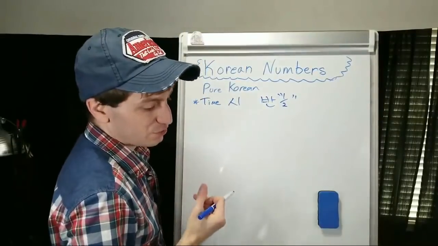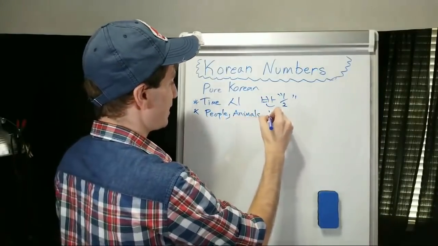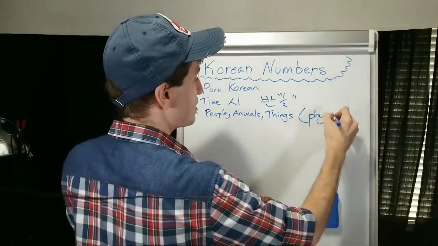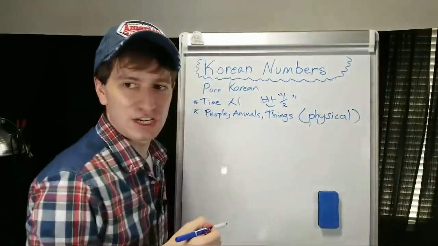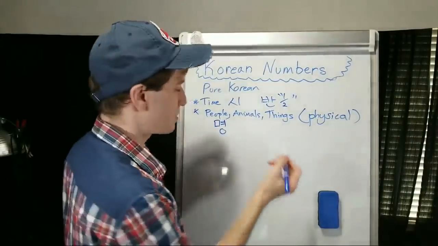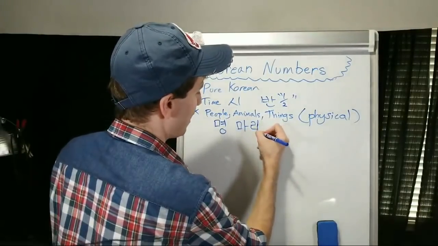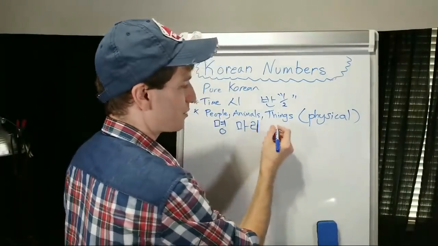The next thing that it's used really common with is for counting people, animals, and things. By this, I mean any physical things, anything that you can touch. To count people, they use the counter 명. To count animals, any animal, they use 마리. And to count things, well, there's a lot of counters you can use for things. So I'll talk about that next.